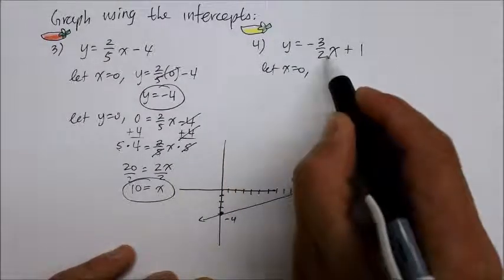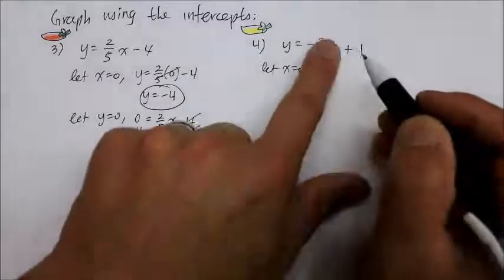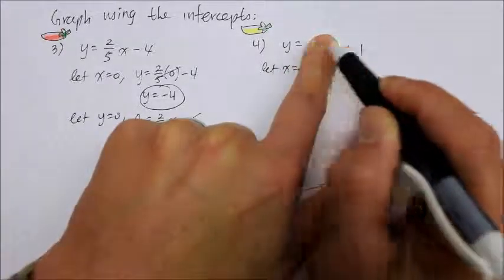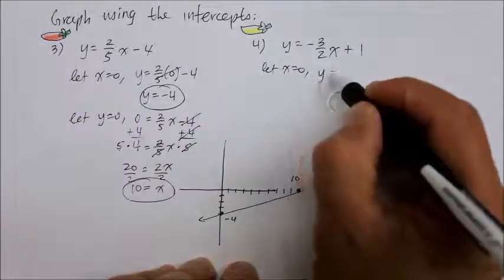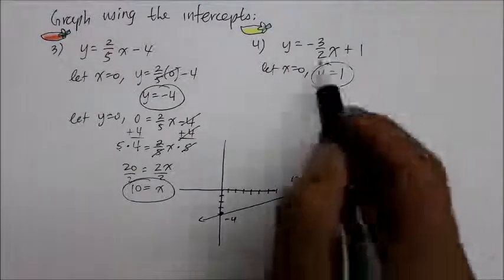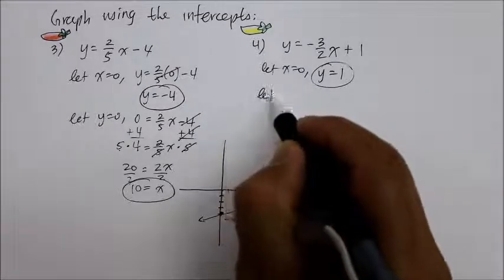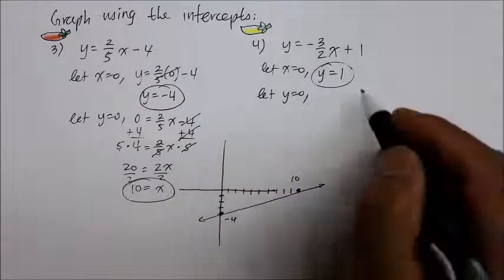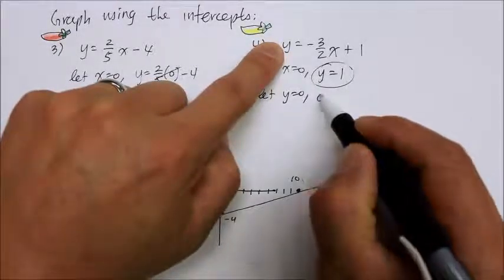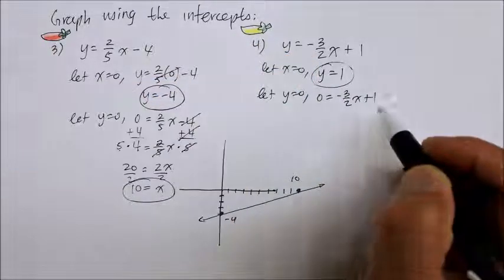When you do that, it's like saying -3/2 times 0 is 0, it's gone. So what do you have remaining? y is equal to 1. So that was easy. You found the answer right away just by making x equal 0. But now, to find the x-intercept, you have to let y equal 0. Instead of a y, we're going to substitute that with a 0. So 0 is equal to -3/2 x plus 1, and we have to now solve for x.